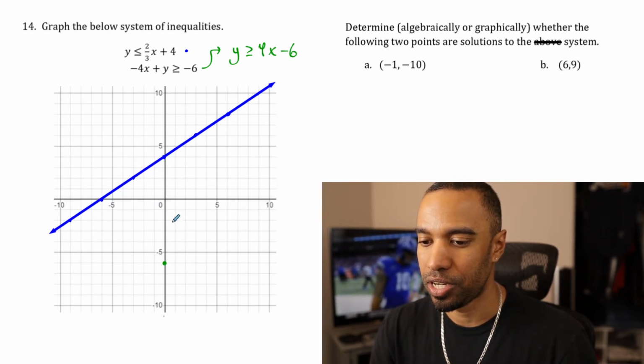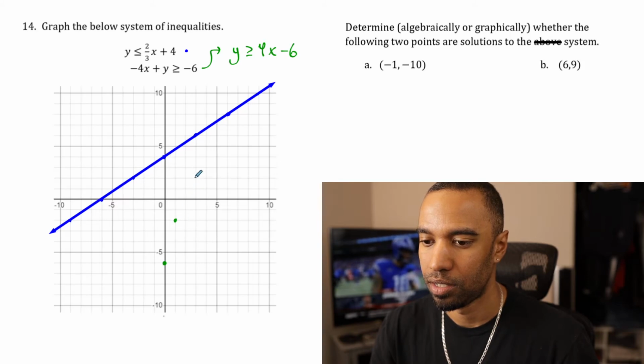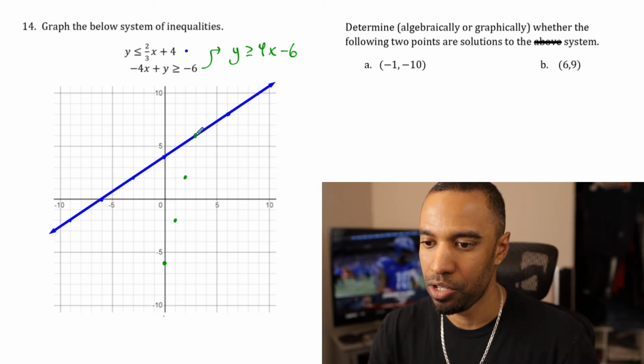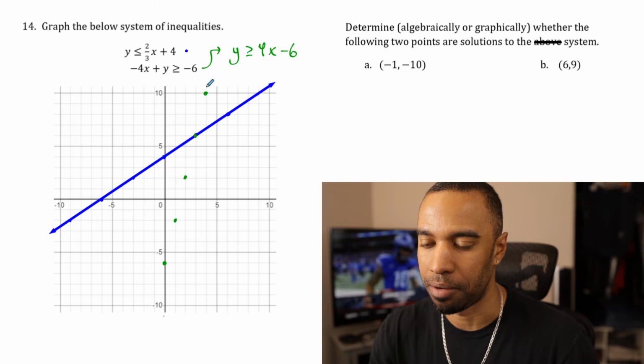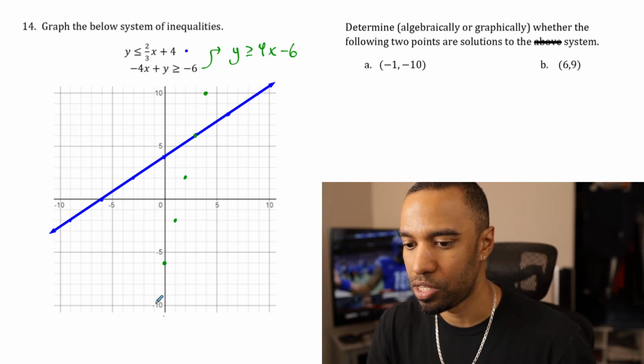So there's negative 6 here. I'm going to rise 4, run 1. And I'm going to get a couple of these points right here. You can see where they actually intersect right there. That's not what we want. It's not just where these two lines intersect.